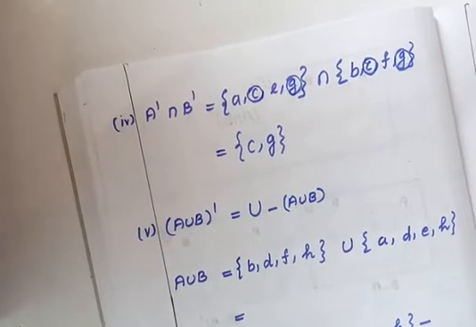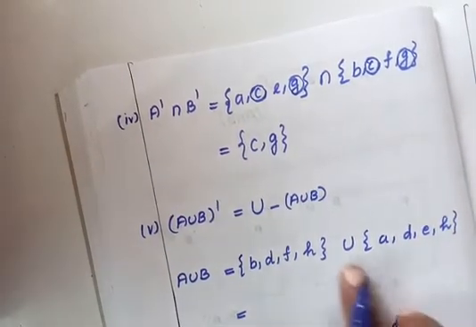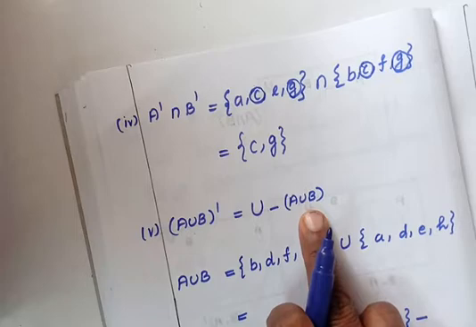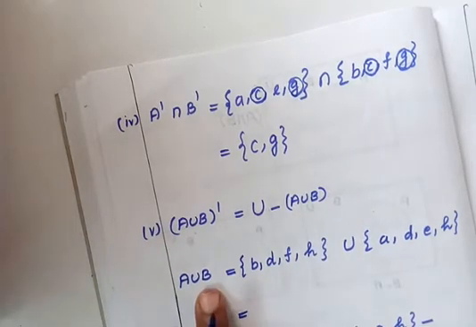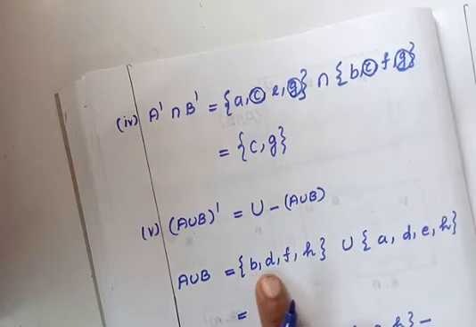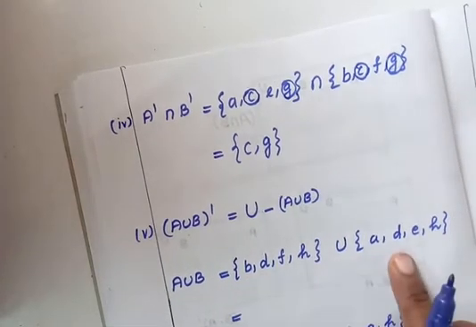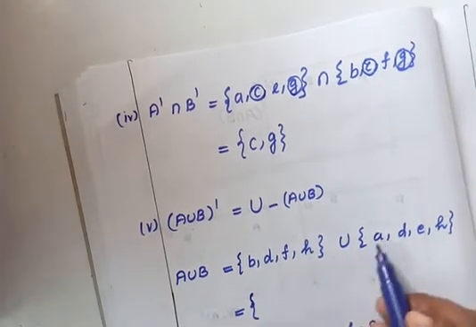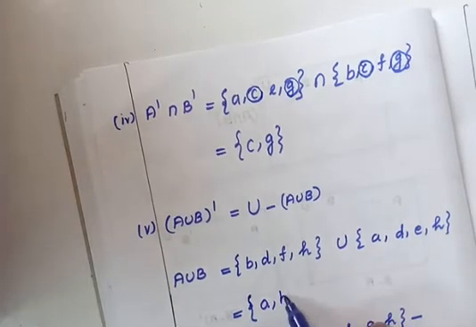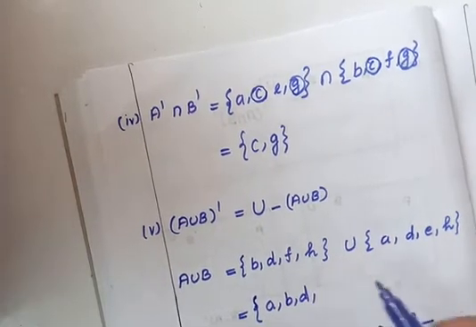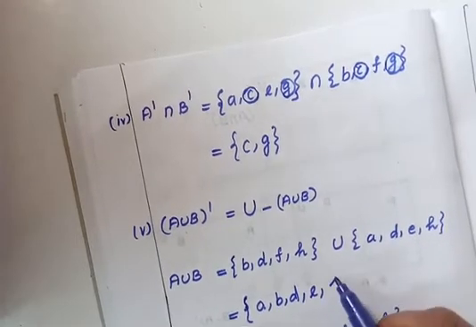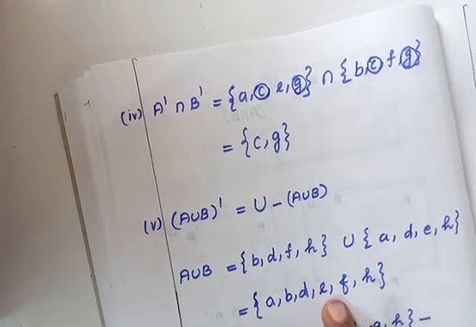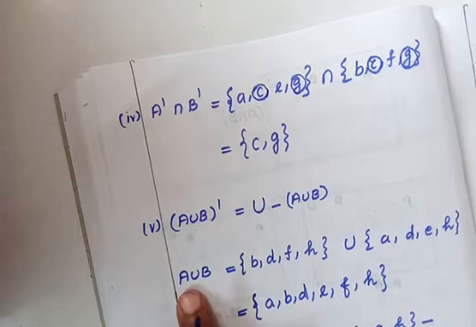Next we have to find out A union B the whole dash. The formula is U minus A union B. For that, first we have to find out A union B. So A union B is equal to A set, which is B, D, F, H, union B set, which is A, D, E, H. Write all the elements. A, B, D, then E, F, H. So A, B, D, E, F, H are the elements of A union B.